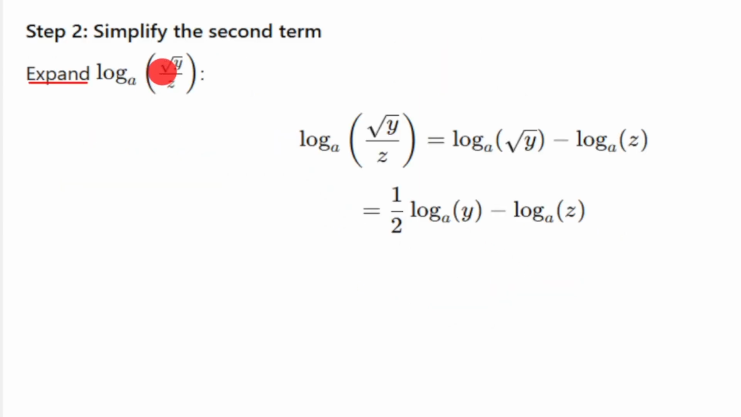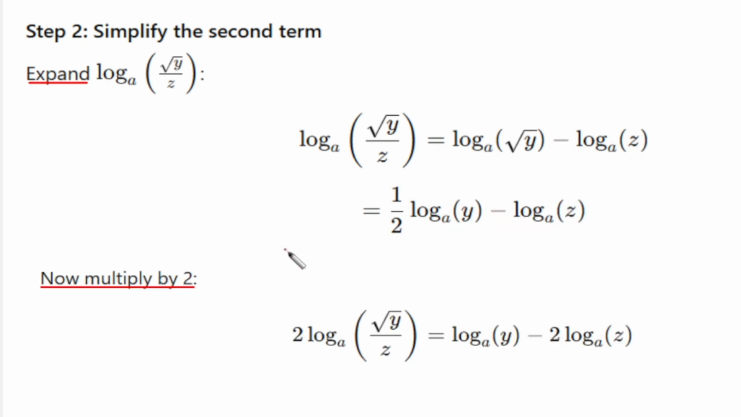When we expand logarithm of radical y over z to the base a, by using the quotient rule, it is logarithm of radical y to the base a minus logarithm of z to the base a. When we change this radical into an exponent, it becomes y to the power of 1 over 2, and again by using the power rule, it becomes 1 over 2 logarithm of y to the base a minus logarithm of z to the base a, and multiplying by 2, we get logarithm of y to the base a minus 2 times logarithm of z to the base a.